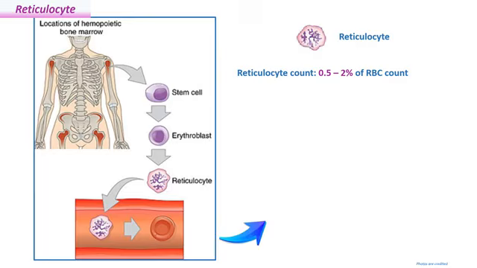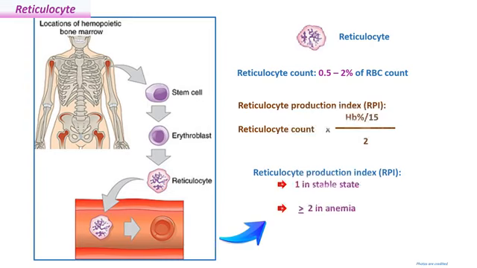For classification of anemia, it is better to depend upon the reticulocyte production index. How to measure? RPI is measured by reticulocyte count multiplied by the ratio of hemoglobin percent divided by 15, and divided by 2. This reticulocyte production index is usually 1 in stable state, but it is 2 or more in case of anemia.